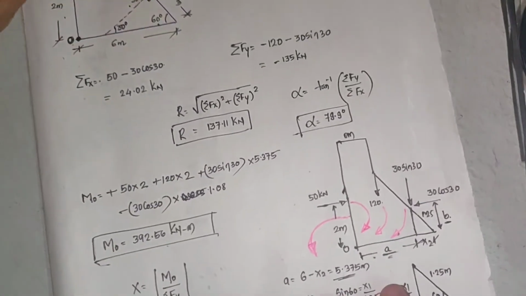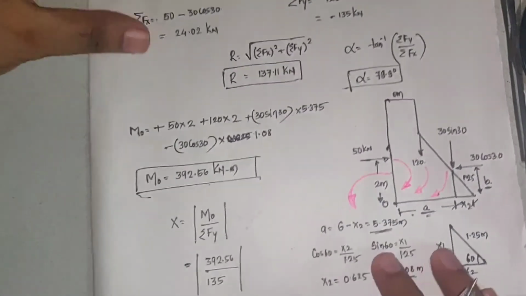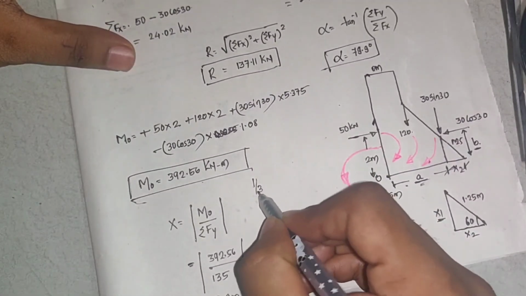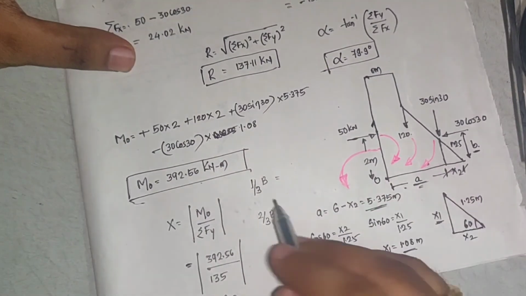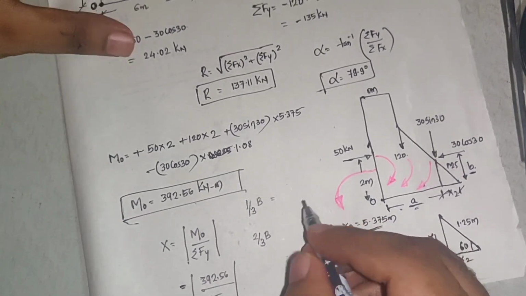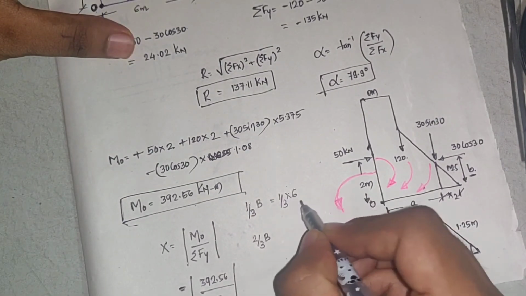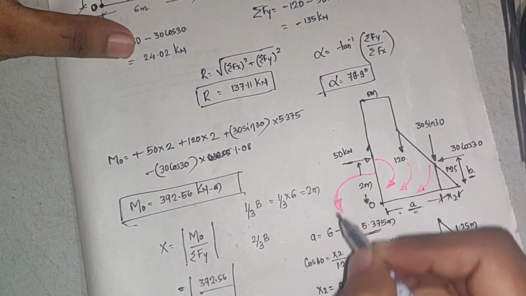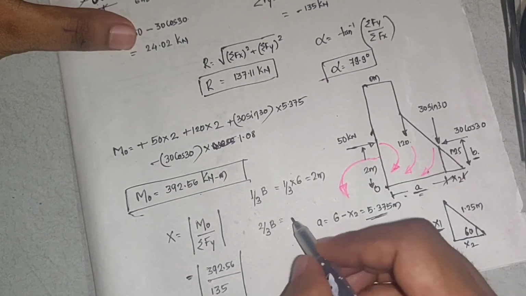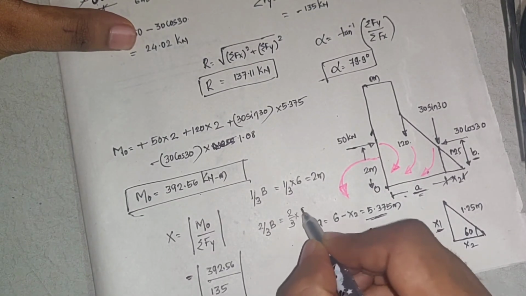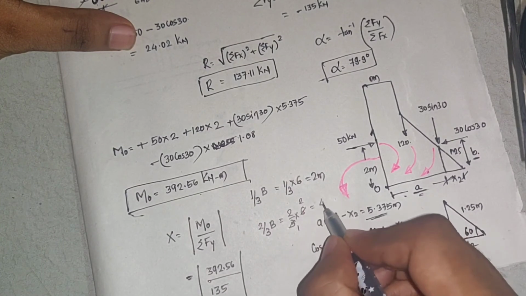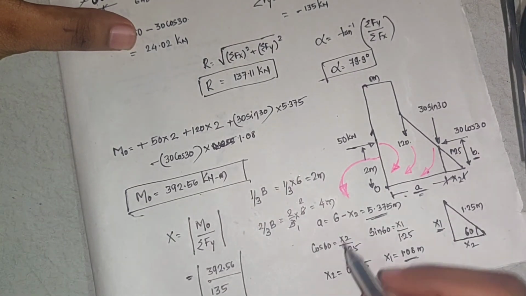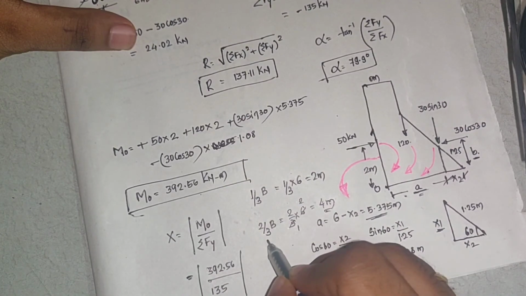But to satisfy the condition of whether the dam is safe, what should I check? I should check 1/3 of B and 2/3 of B. So 1/3 of B is 1/3 into 6, which is 2 meters. And 2/3 of B is 2/3 into 6, which is 4 meters.